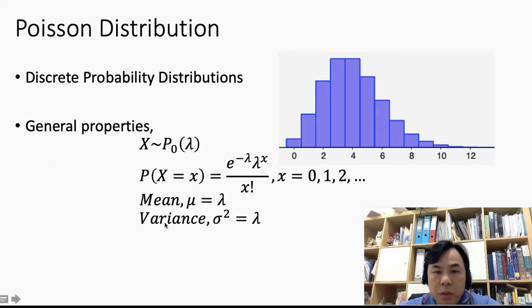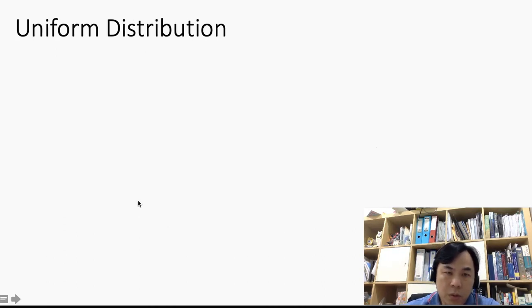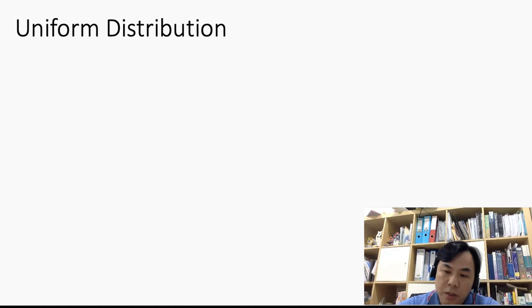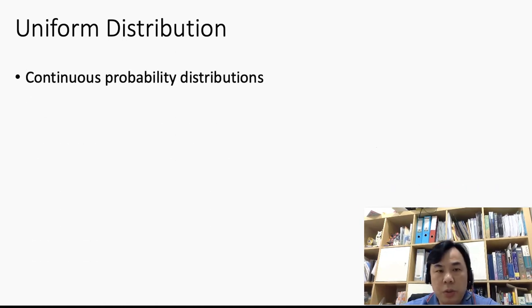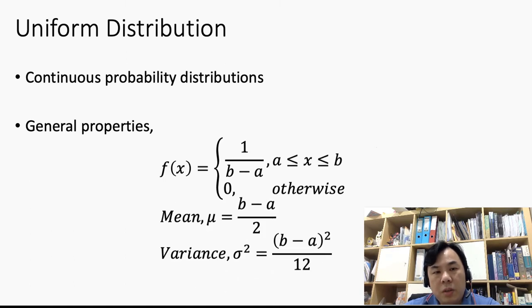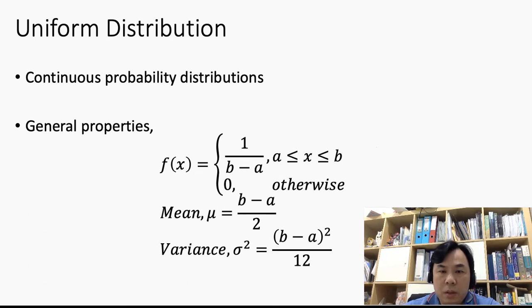Now next we're going to move on to continuous distributions. For continuous distributions, we have the first one, uniform distribution. So we know that this is a continuous probability distribution. The general properties are here. Now, because this is a continuous probability distribution, we'll be using the term probability density function. So it has a probability density function given as such, 1 over b minus a, whereby the domain for this function is a and b. Otherwise, it will be 0.